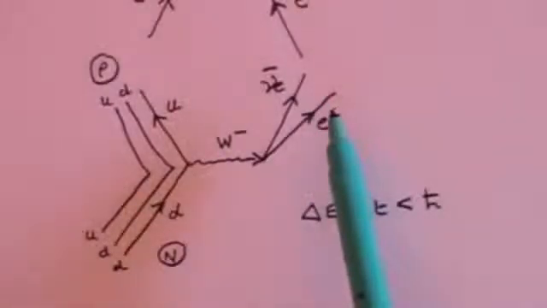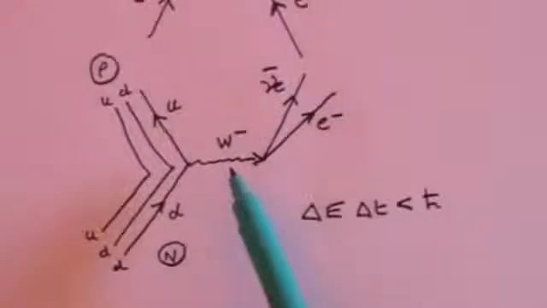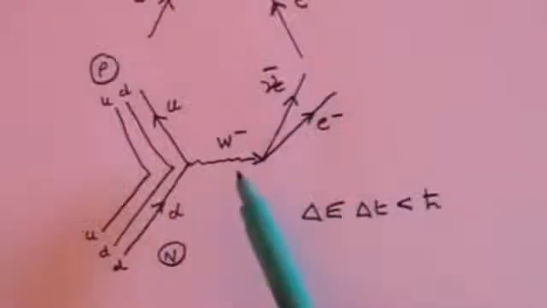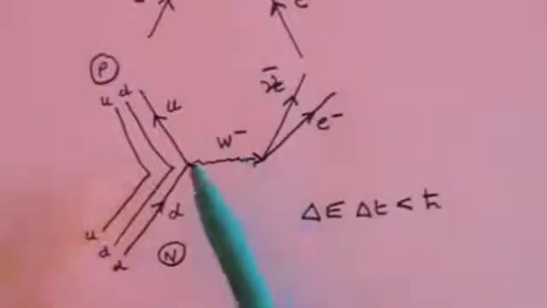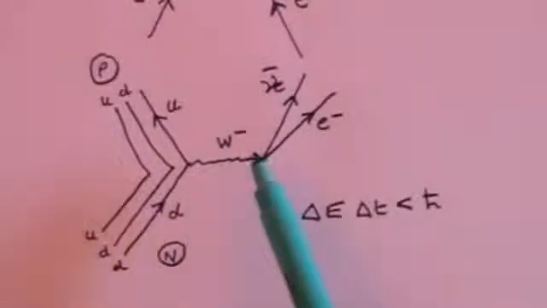In 10 to the minus 25 seconds, a W minus will barely be able to cross a part of a proton. That's as far as it will get before it decays. And that's why the weak nuclear force is a very short-range force, because the W minus, which is the exchange boson, only lasts for 10 to the minus 25 seconds and can't get very far in that time.